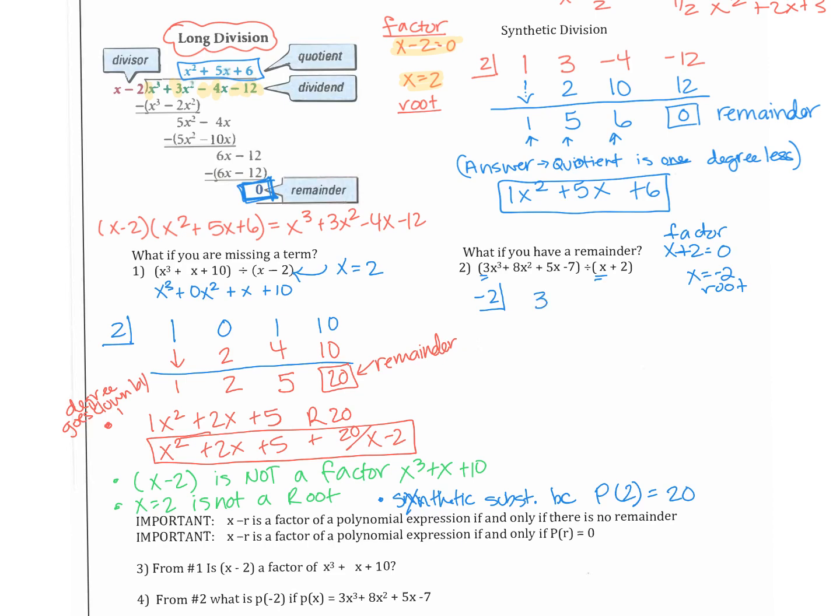So I'm going to put my 3 for my x cubed, my 8 for my x squared, my 5 for my x, and my -7 for my constant. So now I start my process. Let me get a different color.